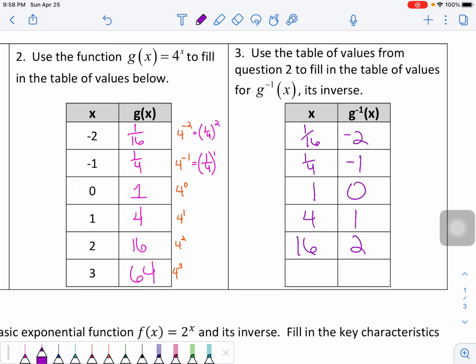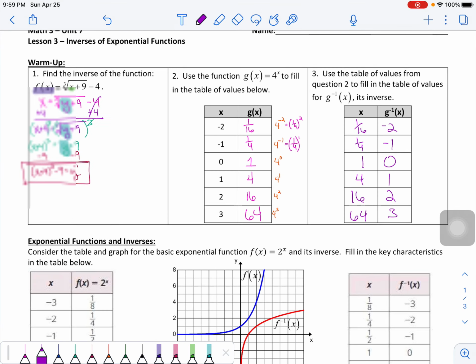64.1, 16.2, and 64.3. All right. So that's the big idea of how you find an inverse. You could either algebraically deal with an equation, which can work kind of nicely, or problem number 2 might not be that easy to figure out. So if we looked at trying to do it algebraically, but we can do it graphically and with this table of values. All right, so that's all the warm-ups.